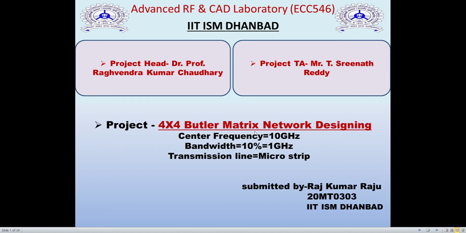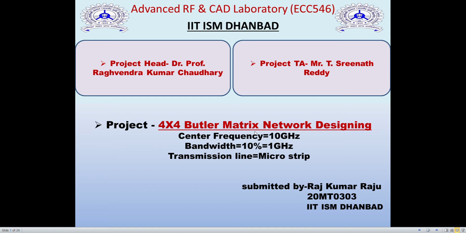So this one was my project which I was going through. I was supposed to design a Butler matrix network for the center frequency 10 gigahertz and the bandwidth should be at least 10%, that is 1 gigahertz. And I was supposed to design with the transmission line technique, which is of microstrip line.